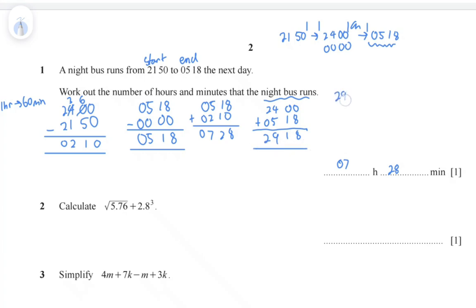From that end time, we can then subtract our starting time of 21:50, once again converting one of the hours into minutes. Then subtracting, we can get 8 minus 0, which is 8, 7 minus 5, which is 2, 8 minus 1, which is 7, and 2 minus 2, which is 0. 7 hours and 28 minutes.